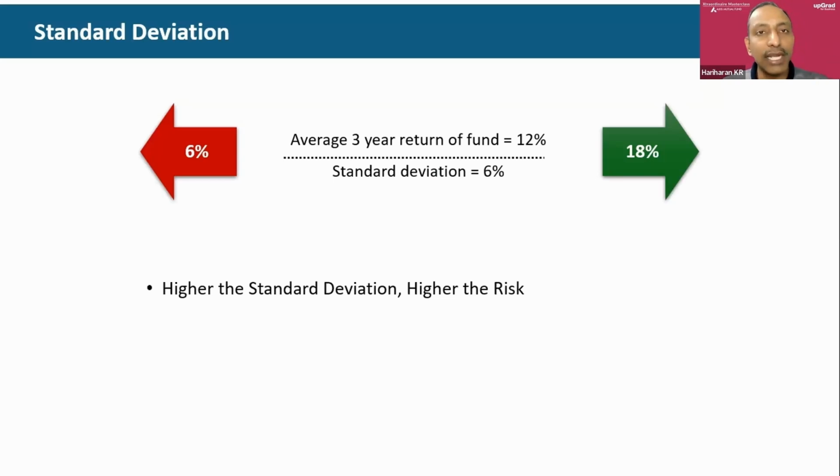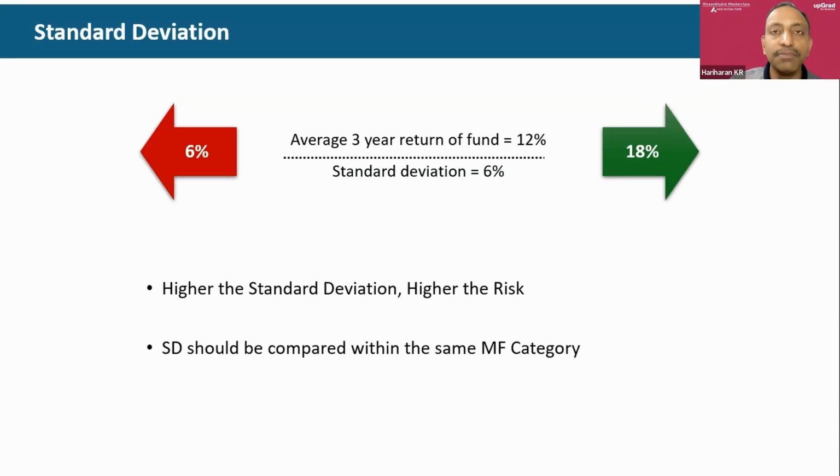Therefore, when you select funds, remember the concept: the higher the standard deviation, the higher the fluctuation, the higher the volatility, the higher the risk. When you want to select funds, the first important point is to compare within the same category. If you're looking at a large cap fund, you'll have to look at all large cap funds and their standard deviation. If you compare the large cap fund's standard deviation with the small cap fund's standard deviation, and assume small cap has higher standard deviation, that's incorrect. You have to compare apples with apples.